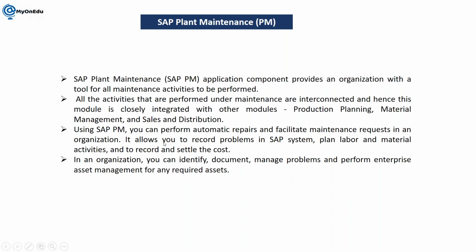Using SAP PM, you can perform automatic repair and facility maintenance requested in an organization. It allows you to record problems in the SAP system, plan labor and material activities, and record and settle the cost. In an organization, you can identify documents, manage problems, and perform enterprise asset management for any required asset.